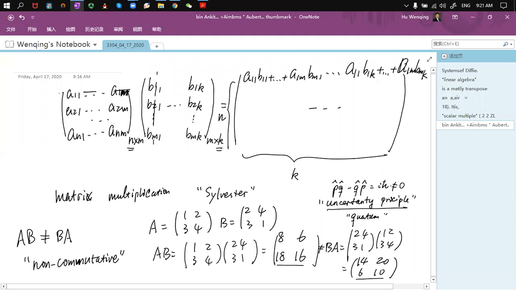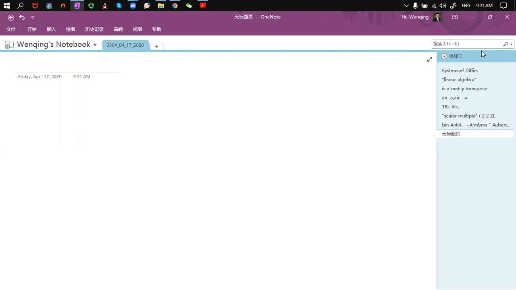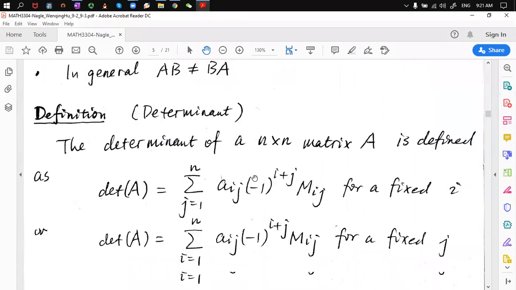So this is why matrix multiplication, which is non-commutative, becomes very important in physics. It's one of the very important principles in physics.